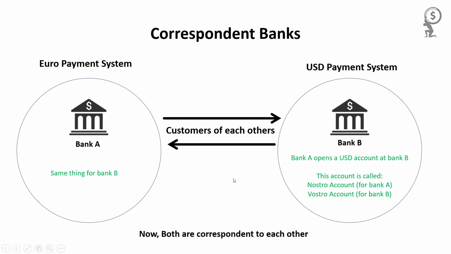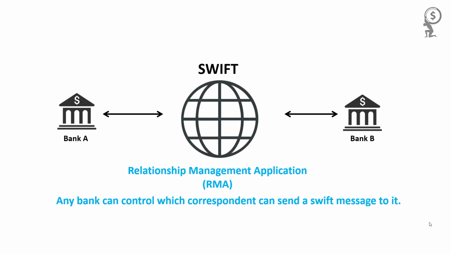But being correspondent to each other doesn't mean that bank B should open an account at bank A and bank A should open an account at bank B. This bilateral relation is not a must. So bank A doesn't have to open an account in order for us to call them correspondents. Simply, one account is enough to call them correspondent.